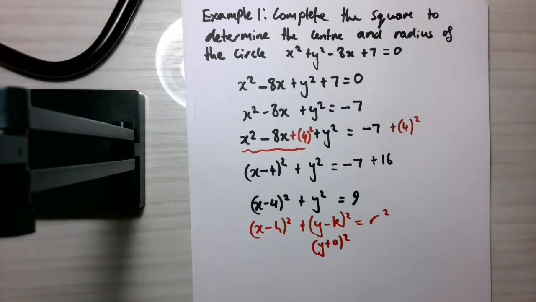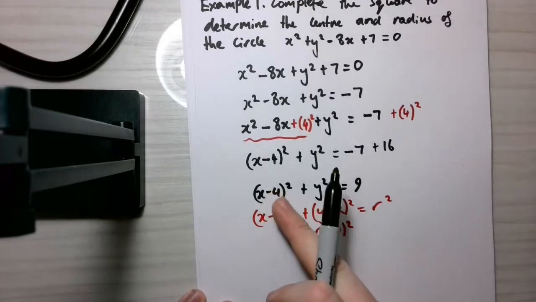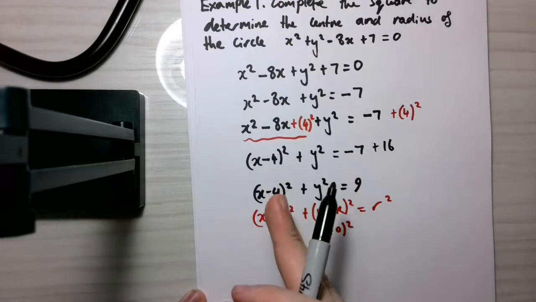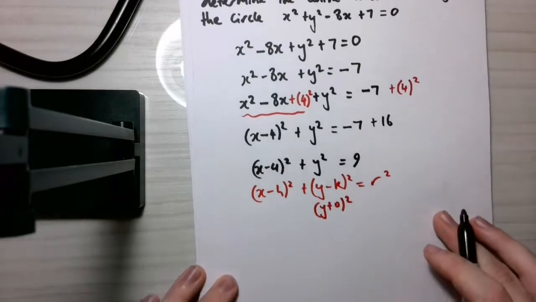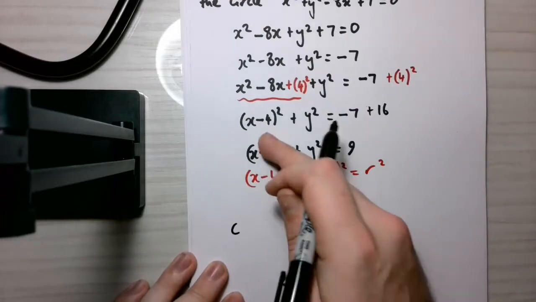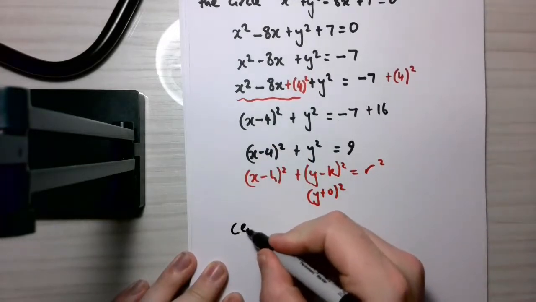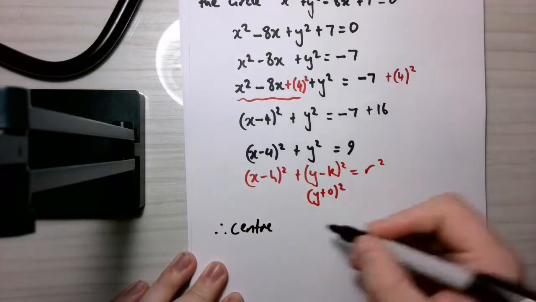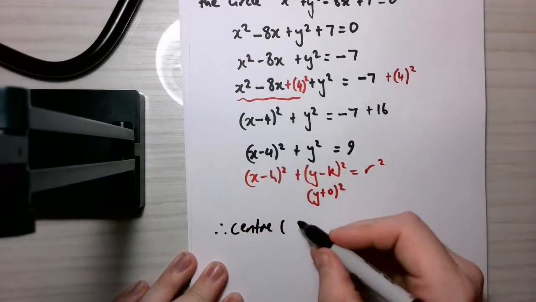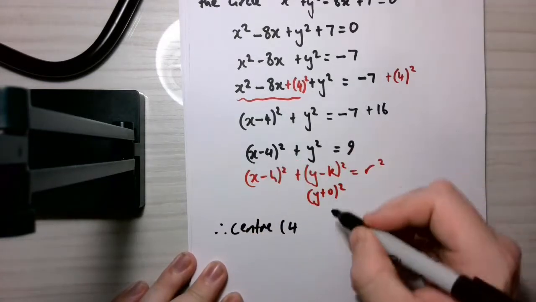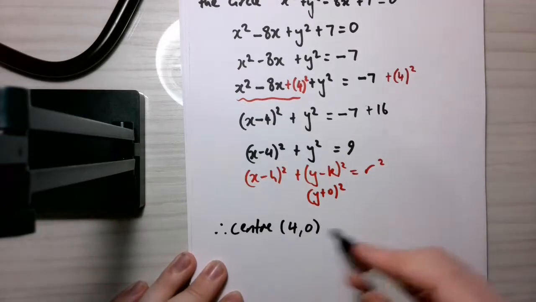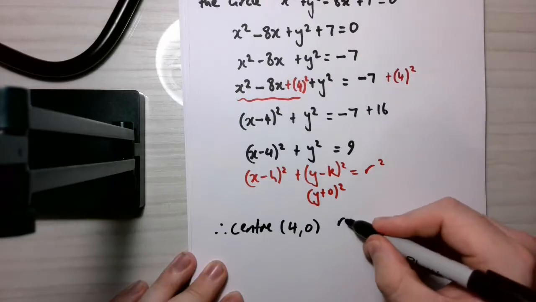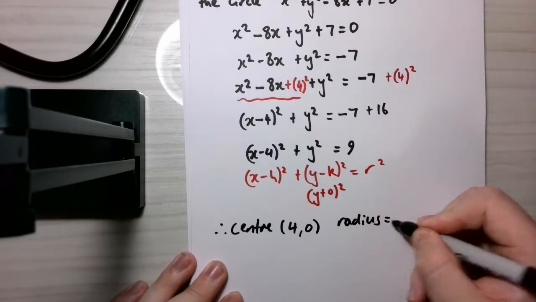So if we're going to determine the center and the radius, the x coordinate is going to be 4 and the y coordinate is going to be 0. Just remember, whatever's in these brackets, we do the opposite. So the center is at the opposite of -4, which is positive 4, and the opposite of 0 is 0. So the center is at (4, 0).